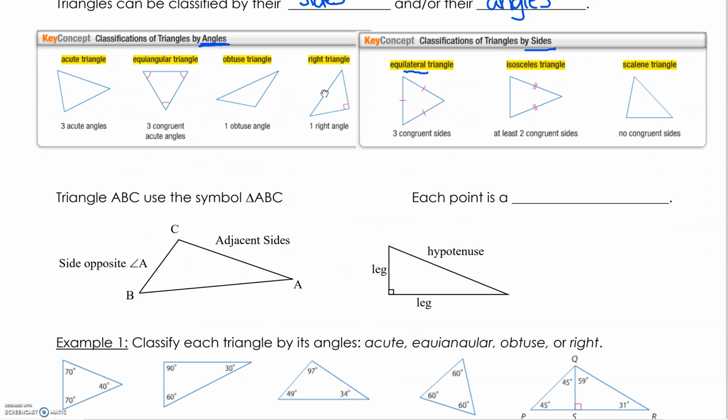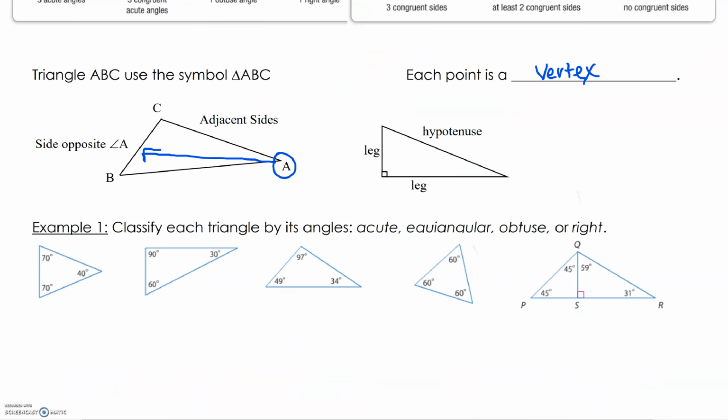Now, if we're talking about some relationships of sides, for example, this triangle ABC, we would use the triangle symbol in front of it, and then ABC, naming all three vertices. Each point is a vertex. This would be considered the opposite side if we were talking about angle A, and adjacent means next to. If we have a right triangle, we call the longest side across from the right angle the hypotenuse, and we call the other two sides legs. So just some vocab with triangles.